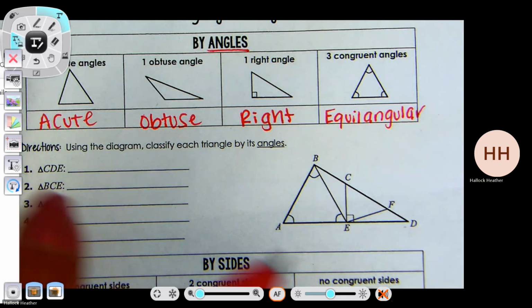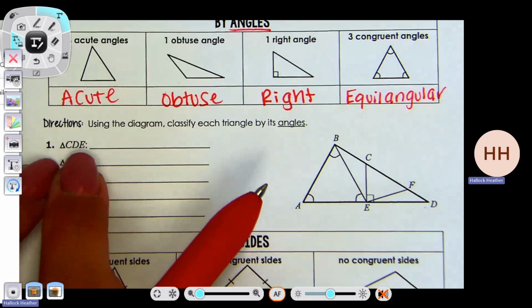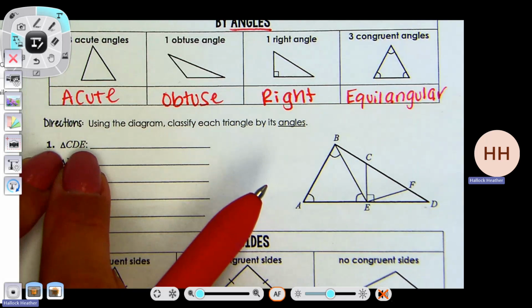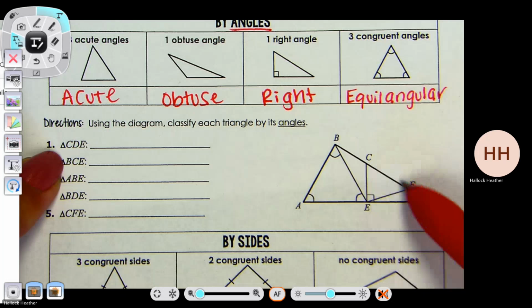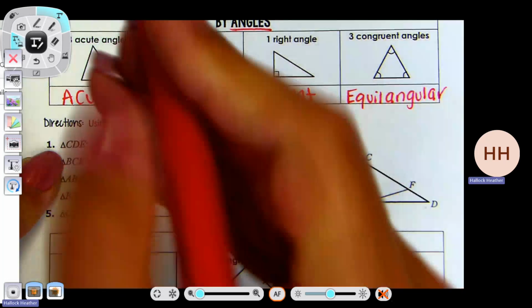Okay. So we're going to look at a picture of a bunch of triangles and we are going to figure out what kind of triangle it is. We're going to classify it. So if you look at triangle CDE, right triangle.